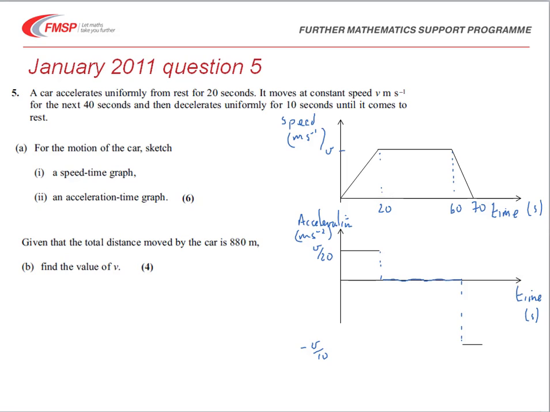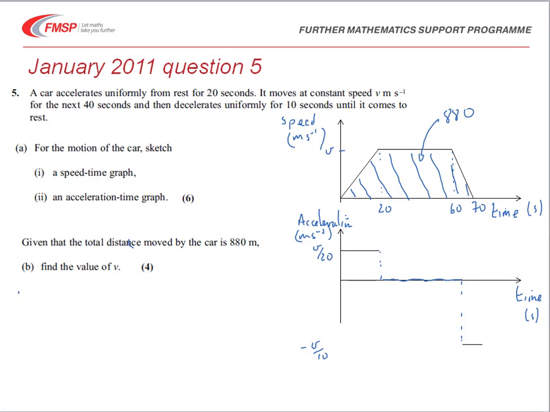In part B of the question, we're told that the distance moved by the car is a total of 880 meters, and we're asked to find the value of v. Now the distance moved is given by the area under the speed time graph. So if I try and indicate that on the graph there, what we're saying is that this area here is equal to 880.